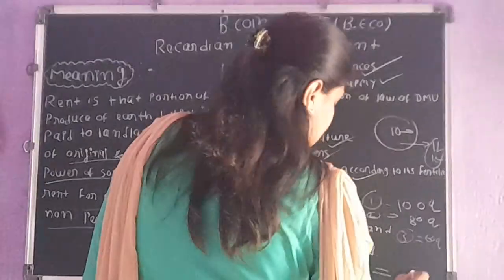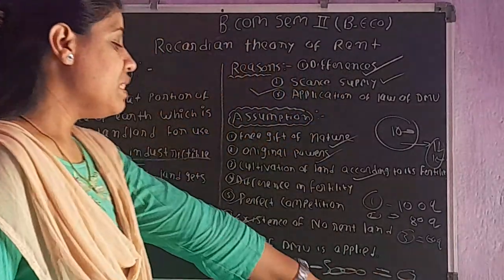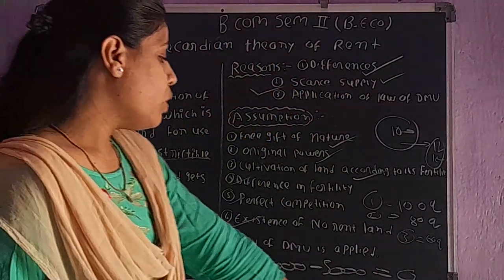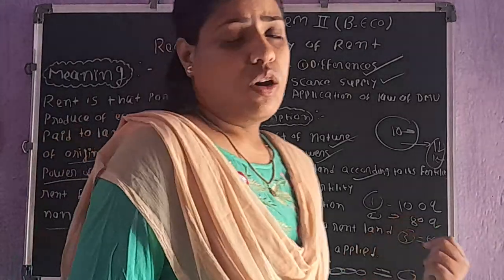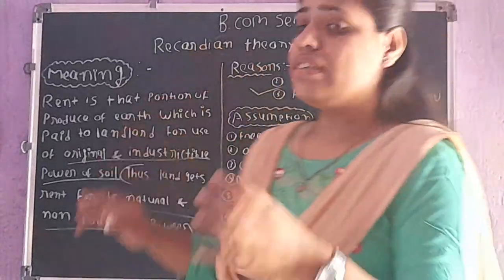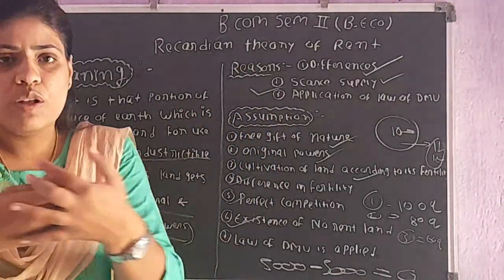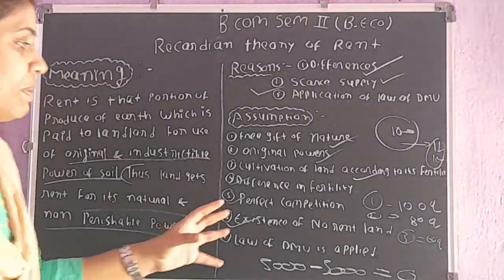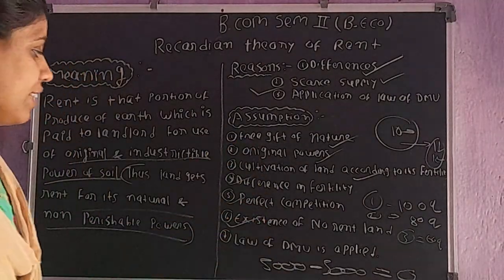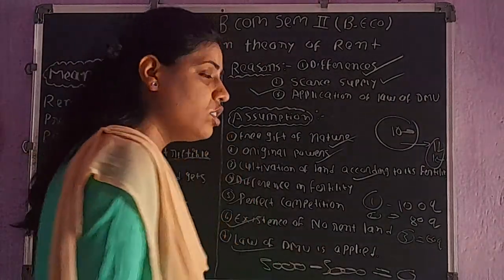It means here 5,000 minus 5,000 would be 0, and that is why such land would be called no rent land. So according to this theory, the existence of no rent land is there. When the cost of cultivation equals the revenue generation, the land becomes no rent land. After that, the application of the law of diminishing marginal utility.